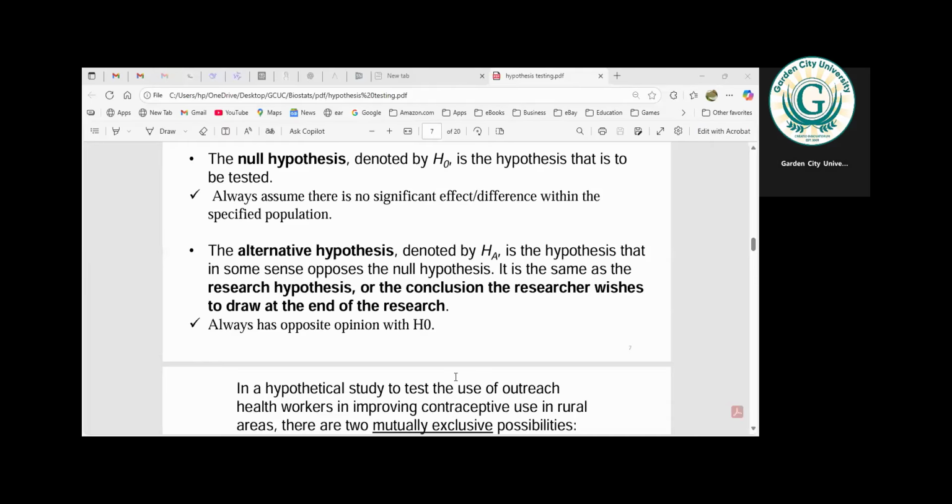So if the null is telling that the percentage of women receiving antenatal care remains the same, then the alternative should be the opposite. So now the percentage of women receiving antenatal care changes, or there is a change in the percentage of women receiving antenatal care.